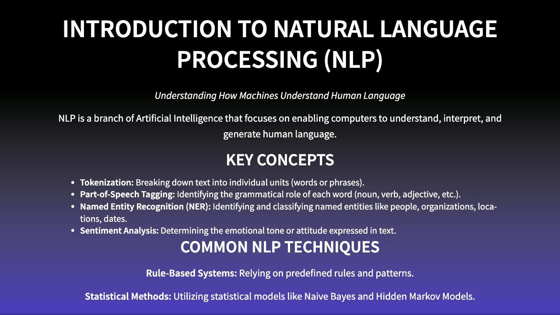Then, we need to figure out what each word is, which is where part of speech tagging comes in, identifying whether a word is a noun, verb, or adjective. And finally, we can identify specific entities, such as people and places, within the text. NLP uses various techniques, from simple rule-based systems that follow predefined patterns to powerful statistical models and, increasingly, deep learning methods like the transformer architecture, which are really changing the game.